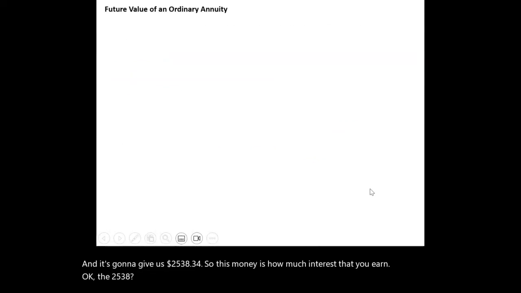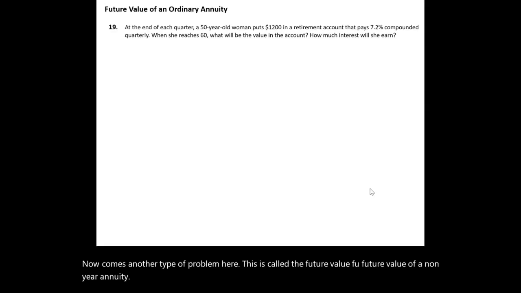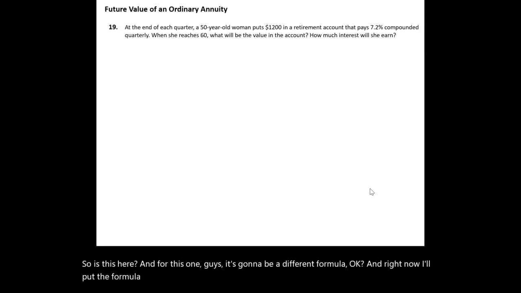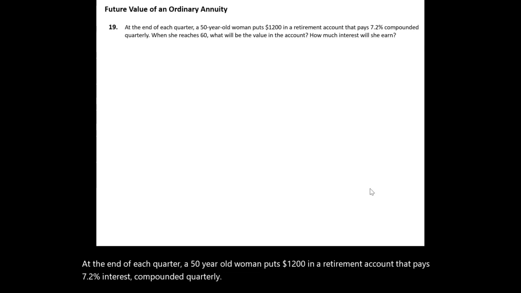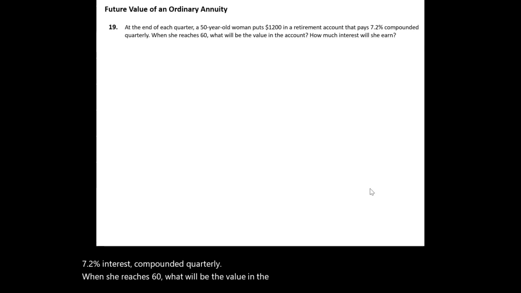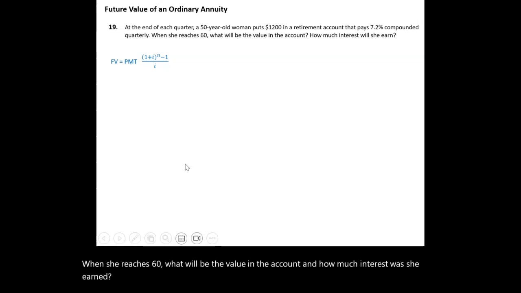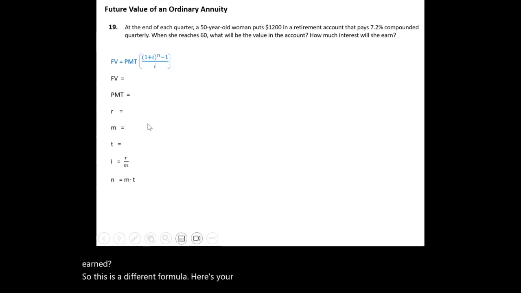Now comes another type of problem. This is called the future value of an ordinary annuity. For this one, guys, it's going to be a different formula, okay? And right now, I'll put the formula down. At the end of each quarter, a 50-year-old woman puts $1,200 in a retirement account that pays 7.2% interest compounded quarterly. When she reaches 60, what will be the value in the account, and how much interest will she earn? So this is a different formula. Here's your formula, right?